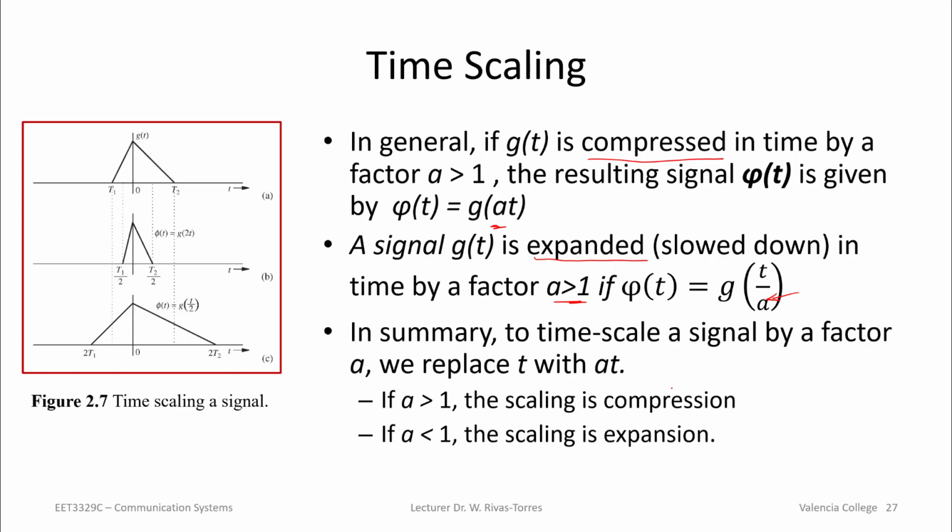In summary, if the factor you are using is greater than 1, that's just straight a. When the factor is less than 1, we're actually talking about 1 over a. The slide has a weird way of saying it, and I would have preferred not to use this expression here. Just define it as g of a t, and you can keep it generic that way.